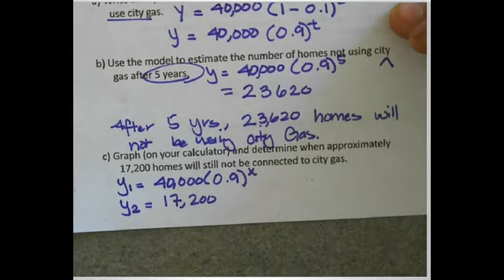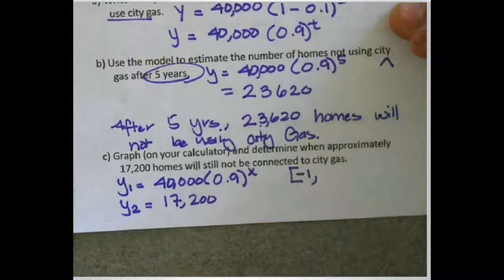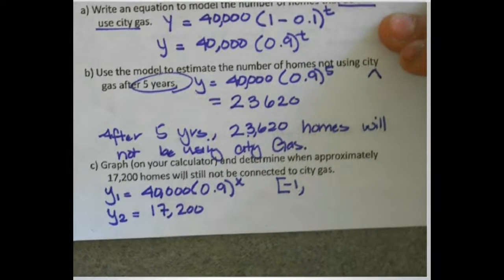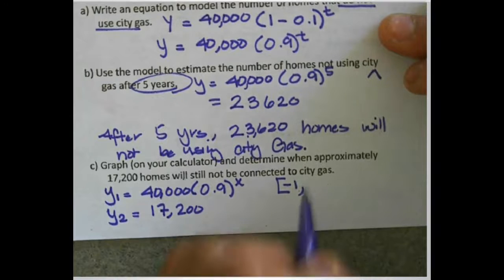Now, the thing is, let's think about a reasonable window. They didn't really give me any stipulations for time. So I'm going to go ahead and give myself a nice buffer of -1. If you go too negative, it's like you're back to the future and you're going to go back in time 5, 10, 15, 20 years. So -1 is good. And then let's go out to, I don't know, 20, 30 years.